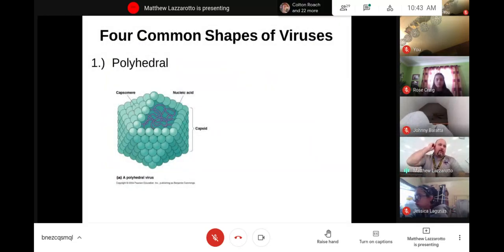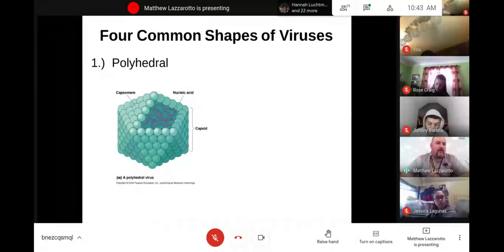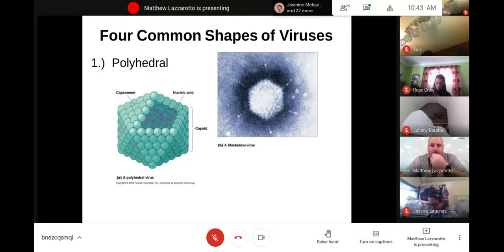Now, there's 4 shapes that we're going to talk about very quickly, and we're going to call it a day. These 4 shapes are for viruses. How many shapes did bacteria have, gang? Basic shapes? 3. Very good. 3. So 3 basic shapes for bacteria, 4 basic shapes for viruses. The first one is called polyhedral.